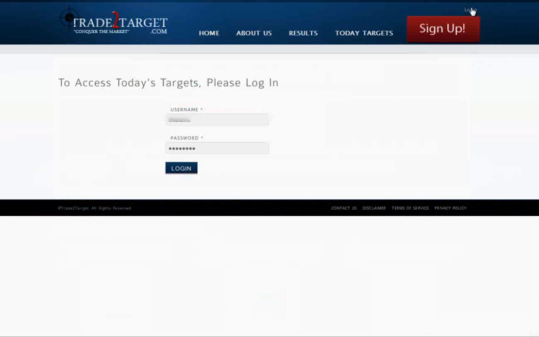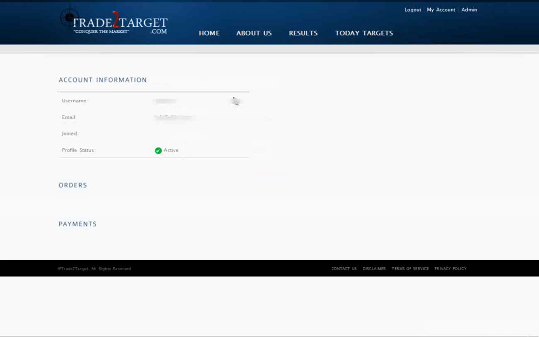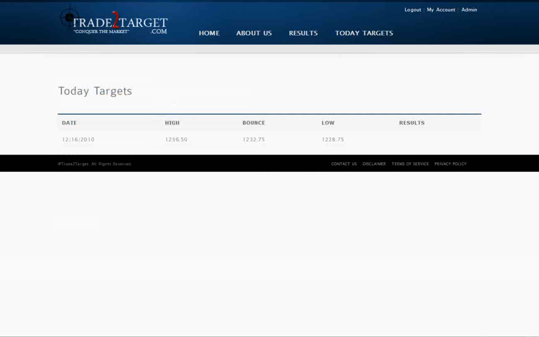So first things first, I'm going to go to the login page. You'll see I already have this filled out as remembered, so I'm going to log in here. And once you're logged in, you'll show your account and your status also. So to get to the targets, you hit today's targets. It'll pop up this page. And to avoid confusion, we only show one day's targets. That way there's no confusion, there's no mess ups, and you make sure you're always putting the right targets on your charts.